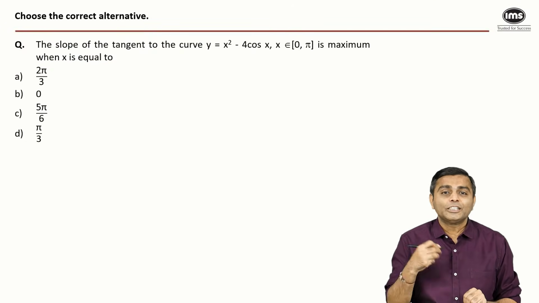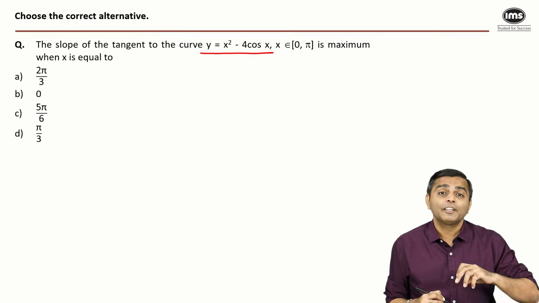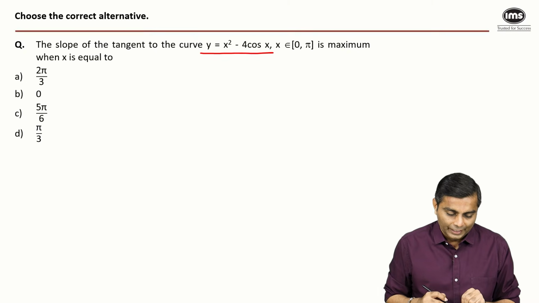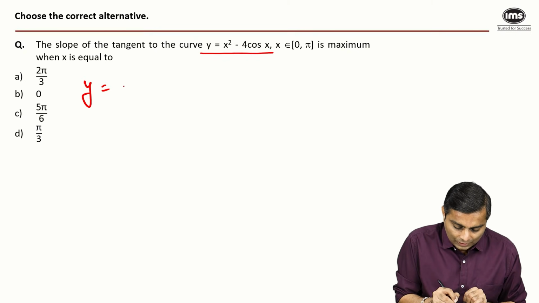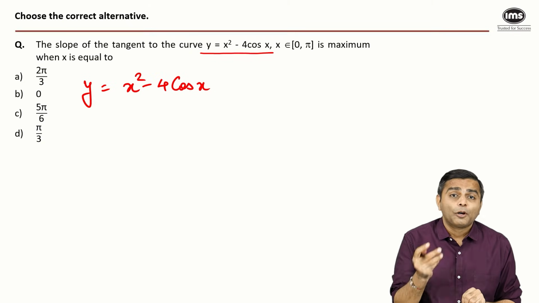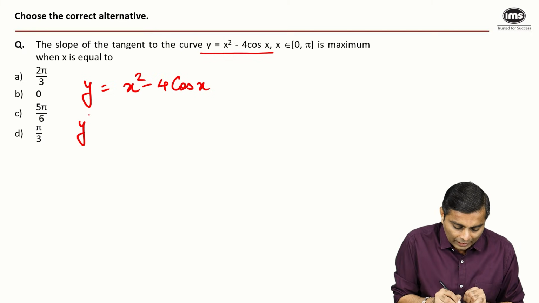Slope of the tangent to the curve. What is the curve? x square minus 4 cos x. Now, we need to find the slope of this and we need to maximize the slope. Okay, great. So, they have given y is equal to x square minus 4 times cos x. Now, because we need to find the slope of the tangent, what is the first thing we are going to do? Calculate the derivative.